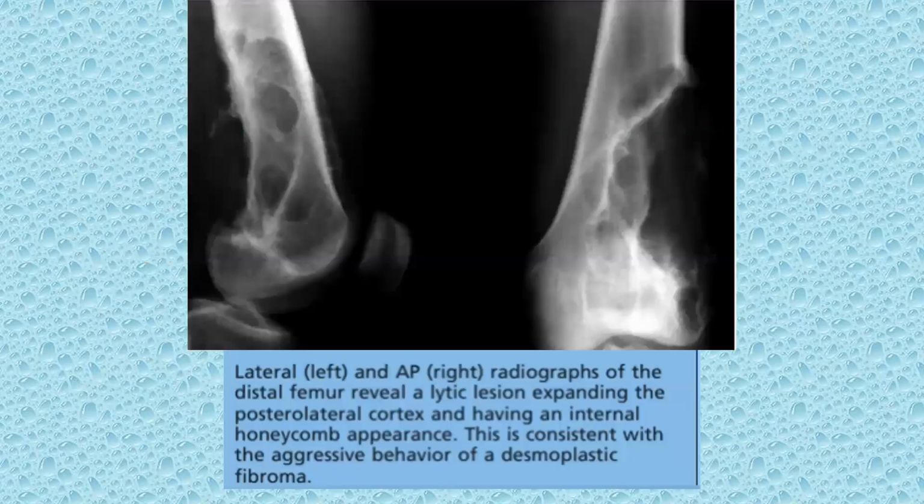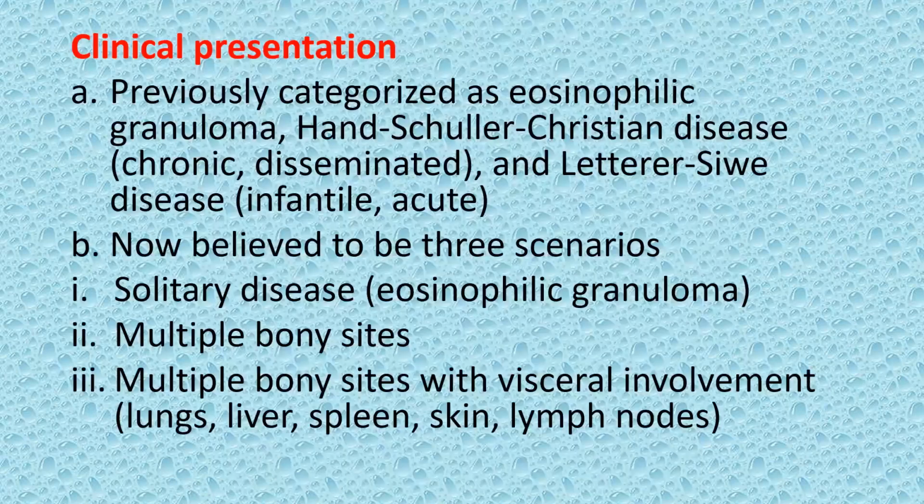You see over here the lesions. It can occur in the distal end of bones. It's lytic. It seems to be geographic in nature, and it is well bounded. Previously categorized as eosinophilic granuloma, Hand-Schüller-Christian disease, and Letterer-Siwe disease. Now believed to be three separate scenarios. Solitary disease is eosinophilic granuloma.